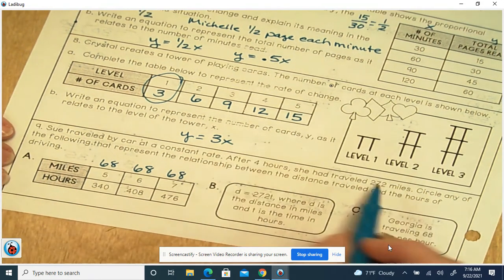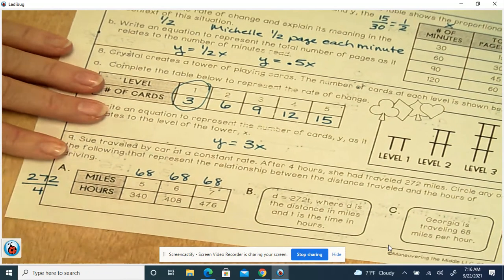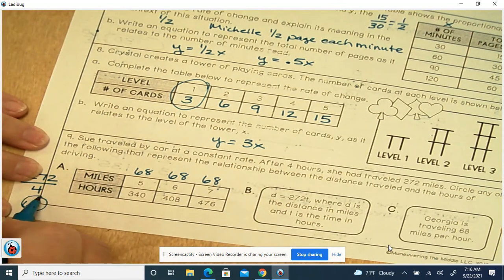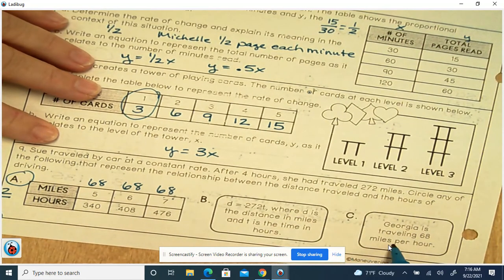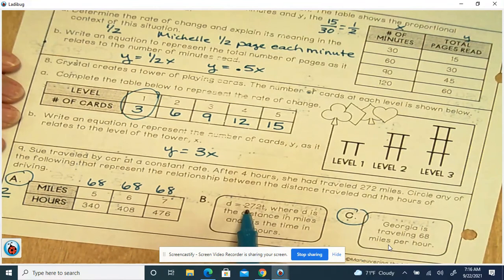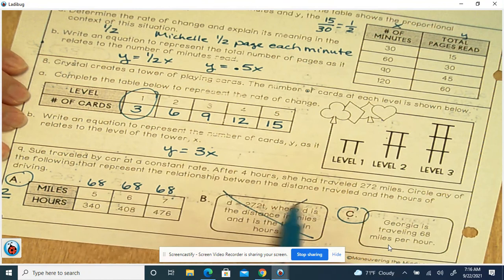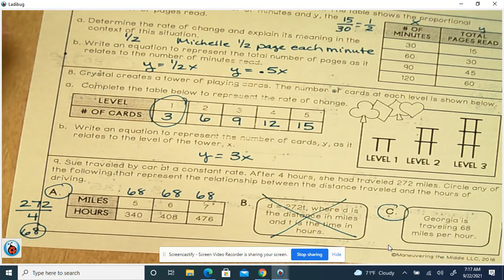So at 4 hours, it's 272. Let's see what that is. 272 divided by 4 is 68. So we're looking for a rate of 68. Therefore, A is good. 68 miles per hour, that's good. 272 times the time is not going to be proportional. Yeah, that gives you 18,000 and something.